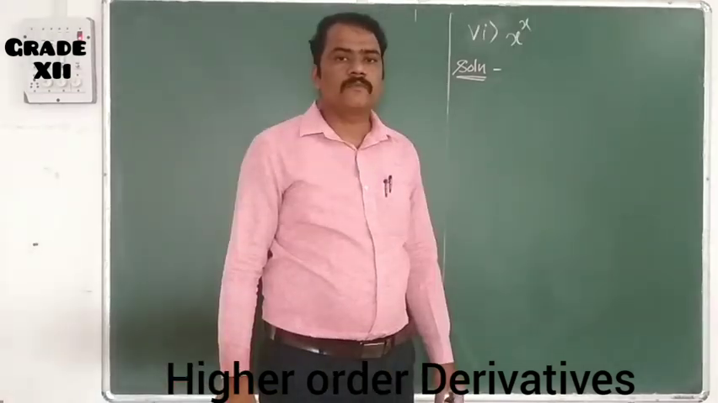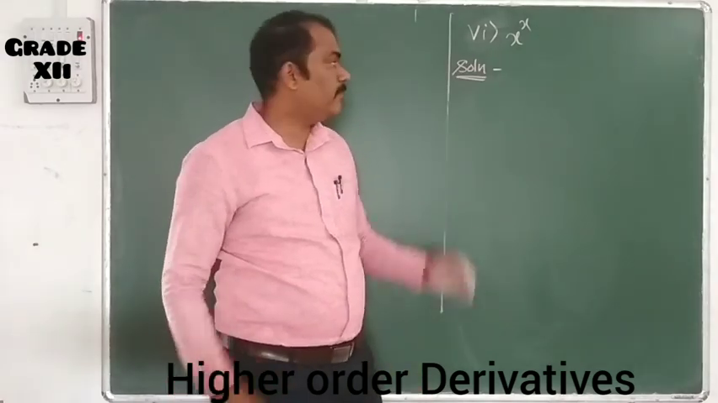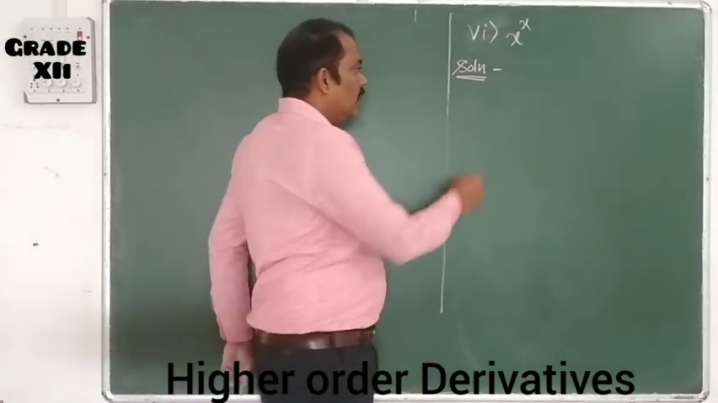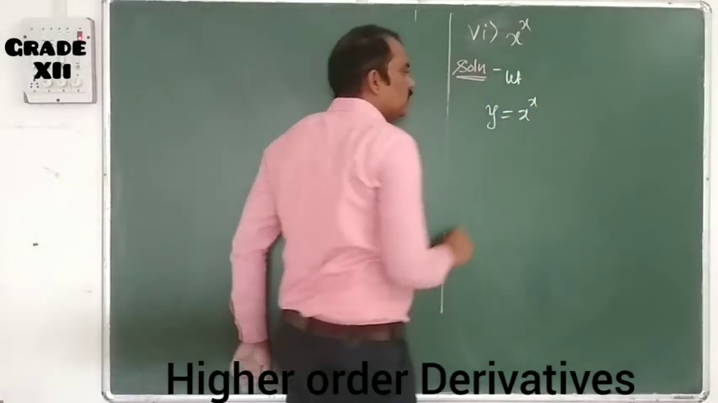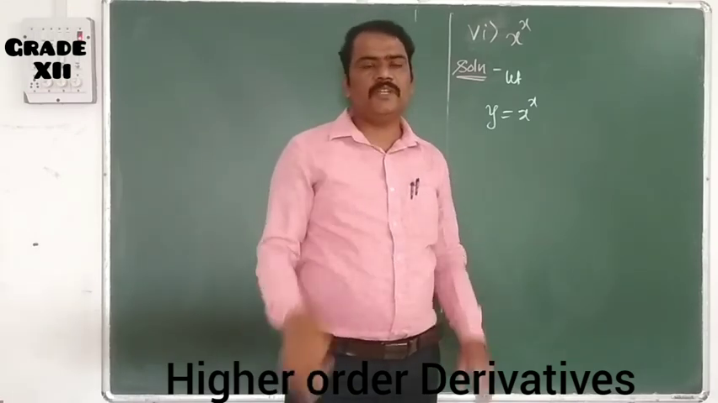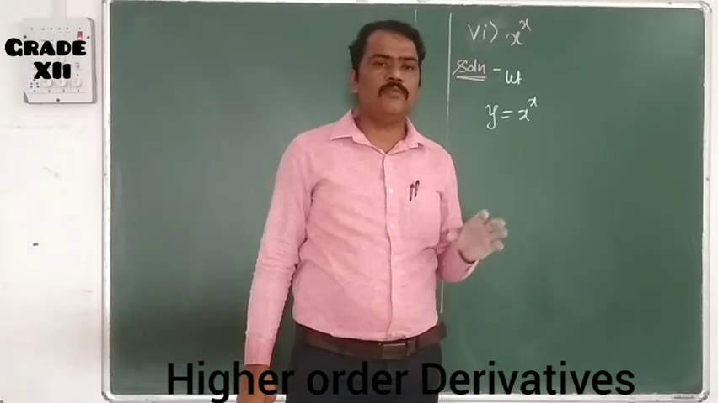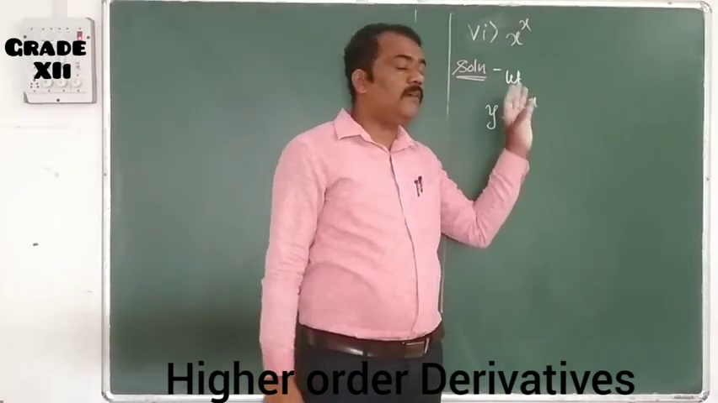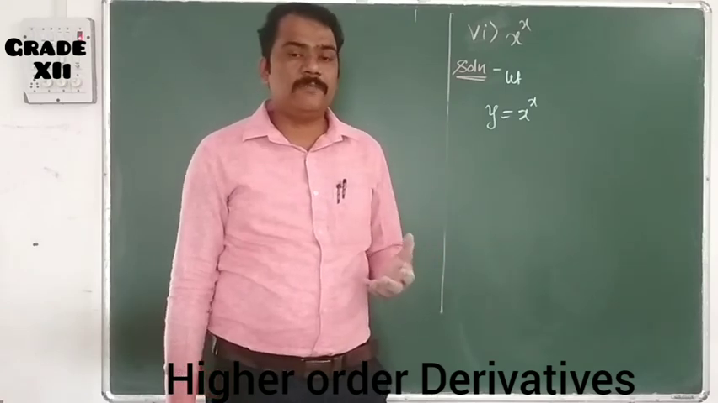After that, example number 6 is x raised to x, function raised to function. Let y is equal to x raised to x. We know that when the given function is of the type function raised to function, we have to use the log on both sides. This example is related to logarithmic differentiation.